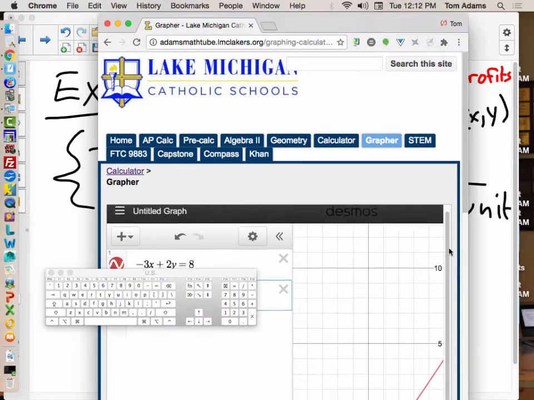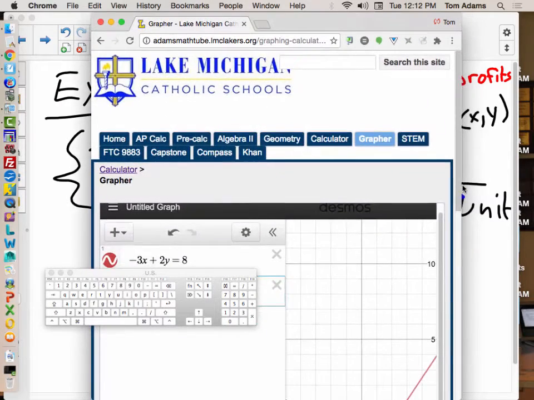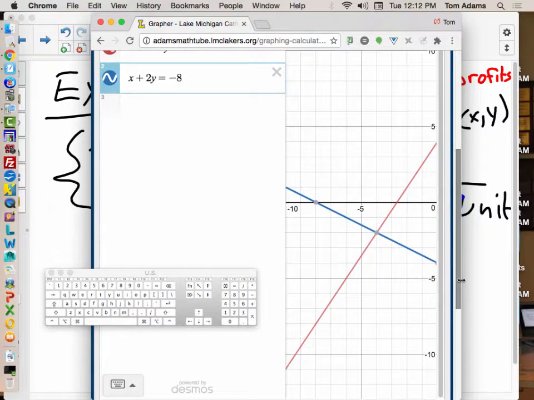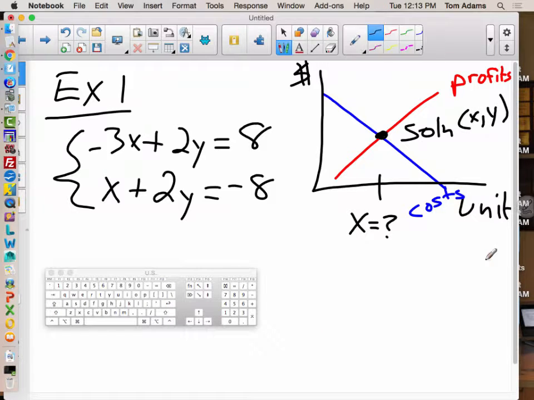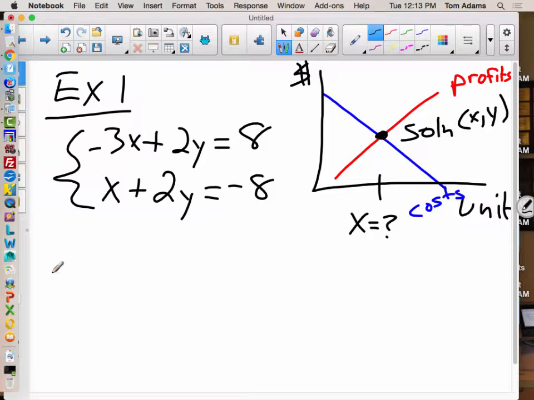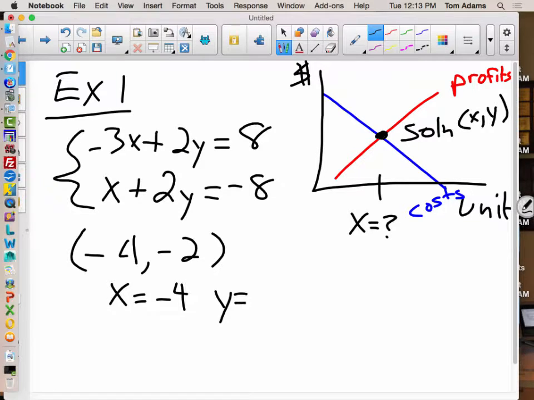And let's kind of zoom in on that. All right, so where does it look like it crosses at? Right there. Negative 4, negative 2. So it looks like it crosses at negative 4, negative 2. So the solution, we think the solution is negative 4 comma negative 2. In other words, x equals negative 4 and y equals negative 2.